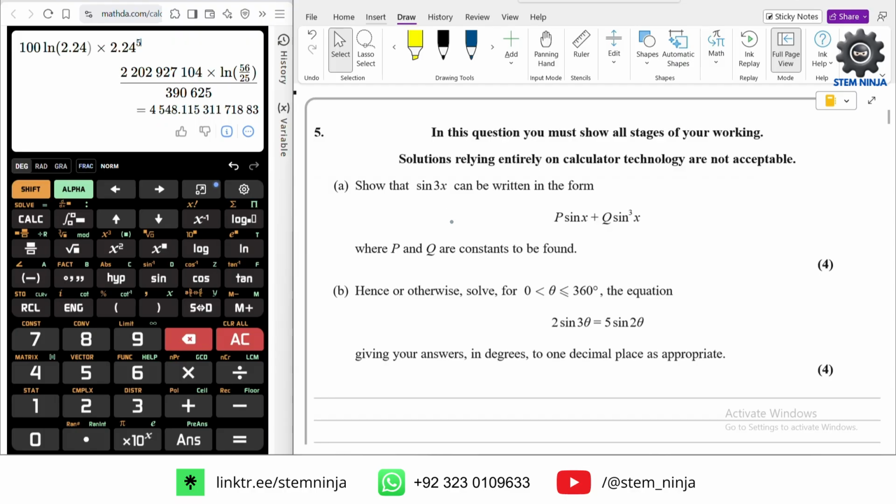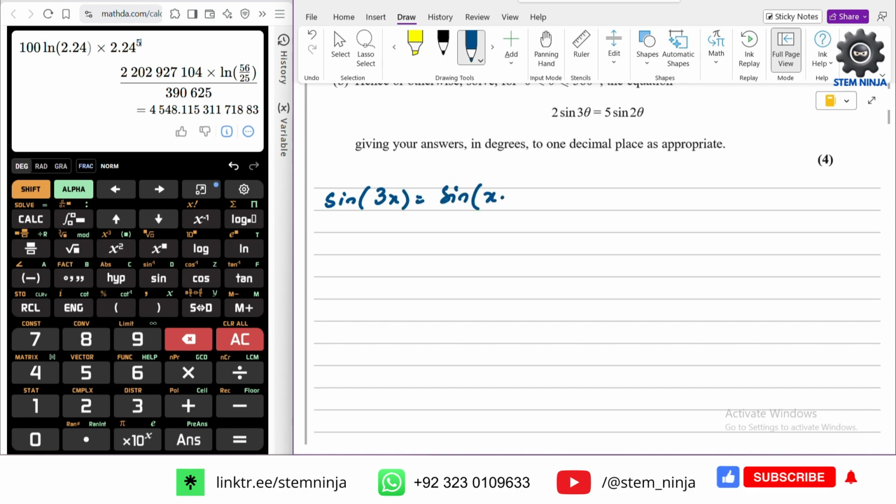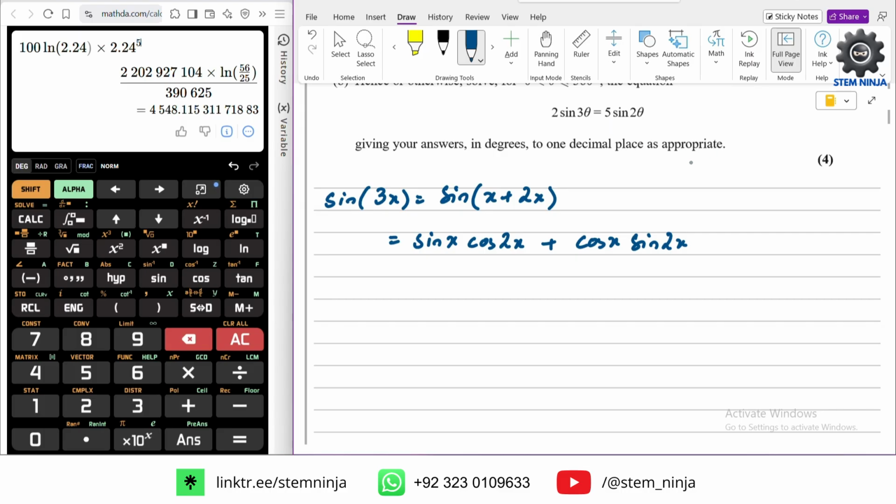Question number 5. Show that sine 3x can be written in the form where p and q are constants to be found. So this is straightforward. Sine 3x can be written as sine of x plus 2x. Now, when you do the compound angle identity, you get sine x cos 2x plus cos of x sine 2x. Cos 2x in terms of sine is 1 minus 2 sine squared.